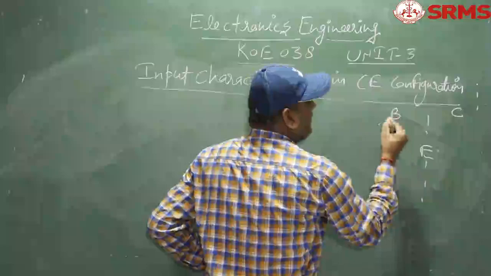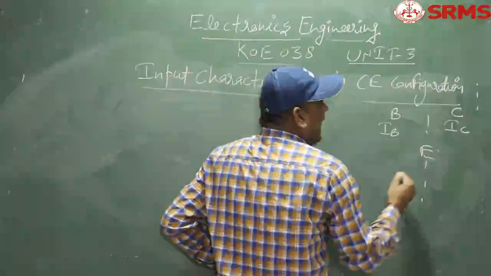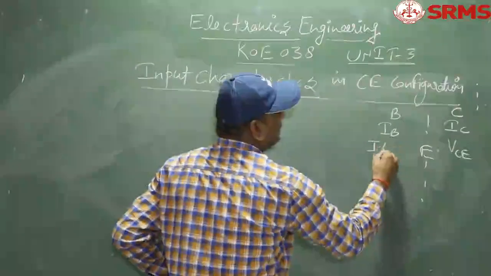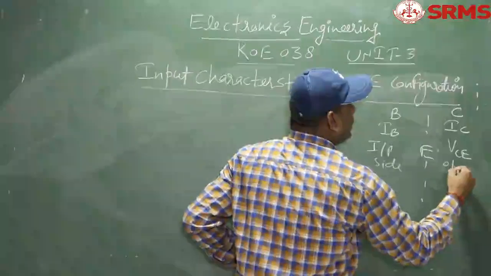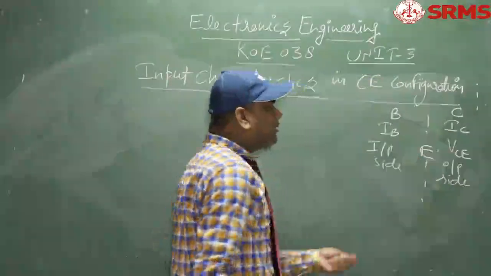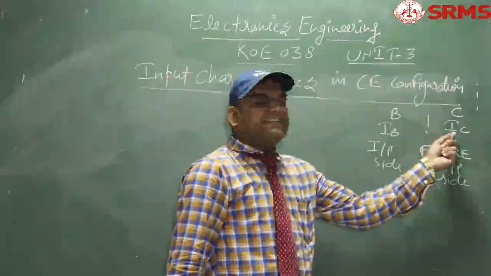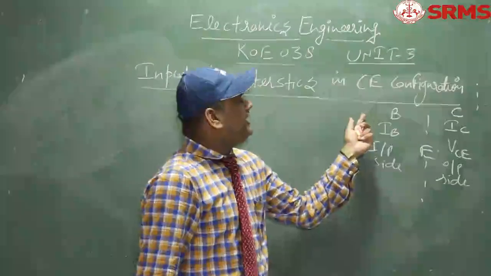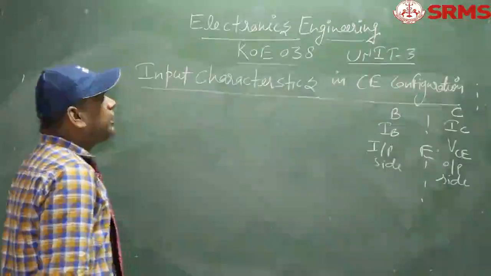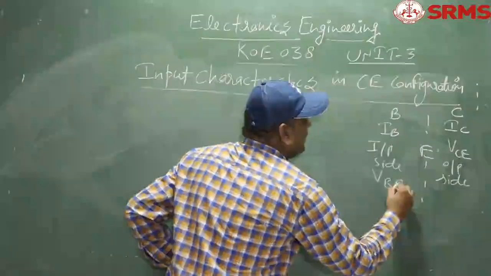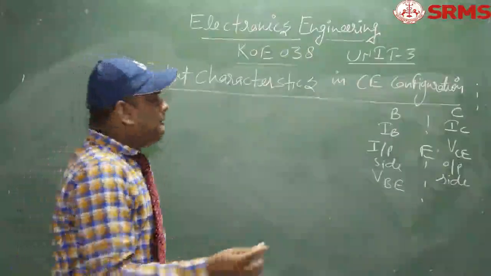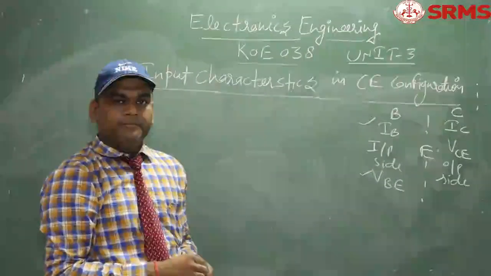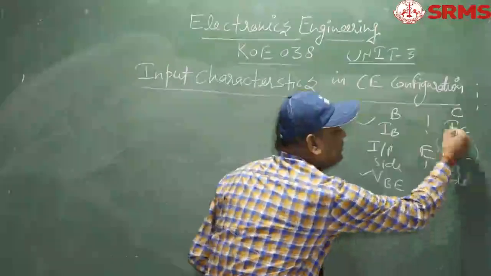So the input current is IB and the output current is IC and the output voltage is VCE, because this is your input side and this is your output side. So output voltage is VCE, output current is IC, input current is IB, and the input voltage, if you want to determine, VBE. So we want to draw the input characteristic. So input characteristic is always plotted between the input current and the input voltage for the given value of output voltage.